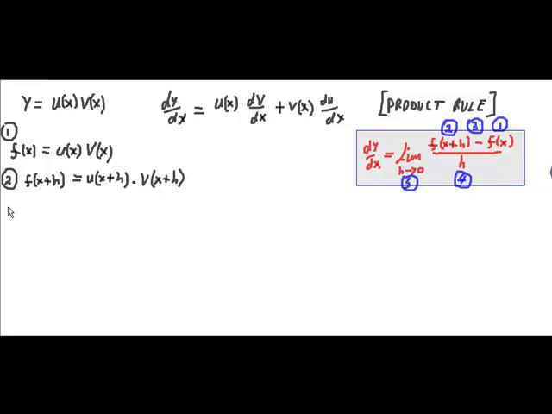Step 3 is to subtract our two answers, f(x+h) minus f(x), equals u(x+h) dot v(x+h) minus u(x)v(x). Now the trouble with step 3 in this proof is it leads us up a cul-de-sac. We can't really go any further with it as it stands at the moment.